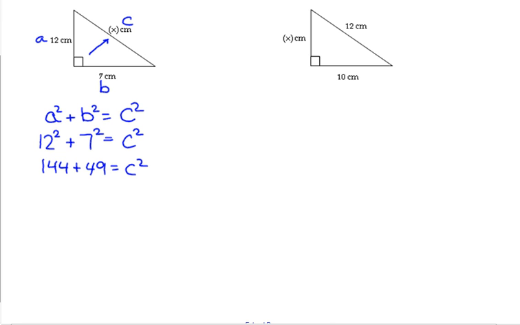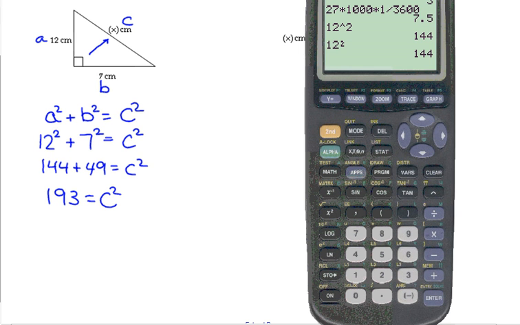Okay, let's add that together. 9 plus 4 is 13. 4 plus 4 plus 1 is 9. So 193. Okay, where's the square root button? Well, it's opposite of the square. It's right there. So second square root, and I'm going to show you something.